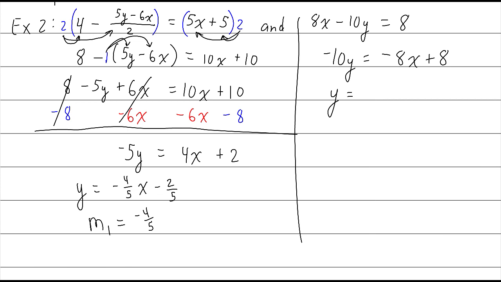Negative 8 over negative 10 is 4/5 x, right? Negative divided by negative is positive, and 8 over 10 is 4/5. Positive divided by a negative is a negative, and 8 over 10 again is 4/5. Okay, so our second slope is the number attached to x, 4/5.